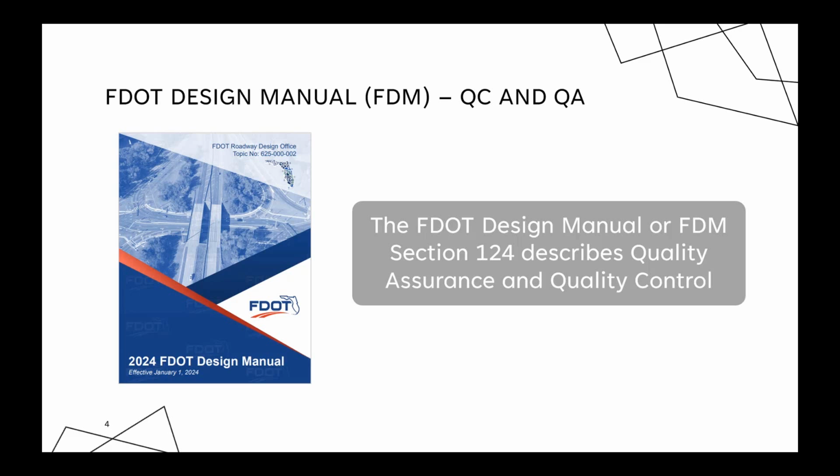Repetition is an excellent way to learn. Section 124.1 explains that quality control is the process of checking and revising deliverables to be sure they are compliant and meet the required standards. And quality assurance is the process of verifying and enforcing these standards. So you can kind of see which process falls under whose responsibility.